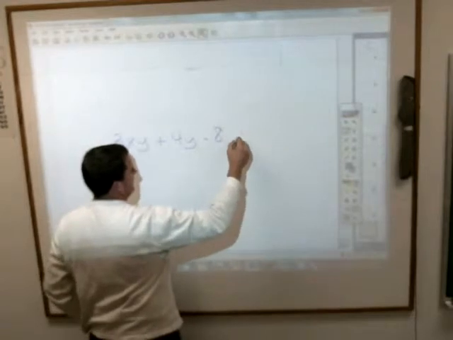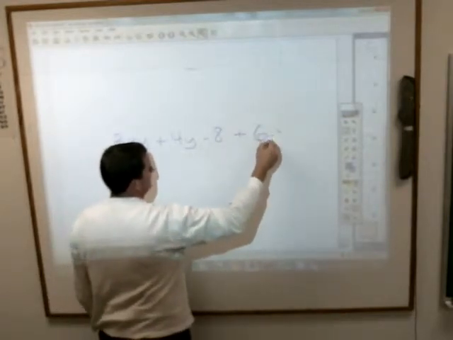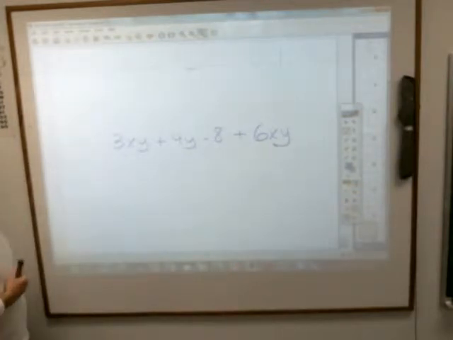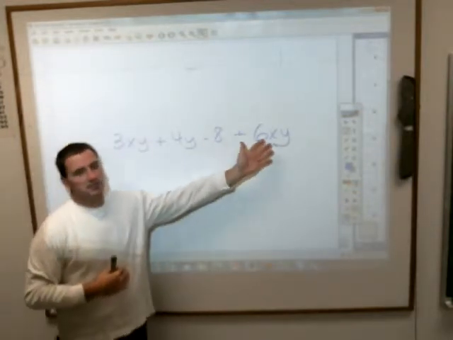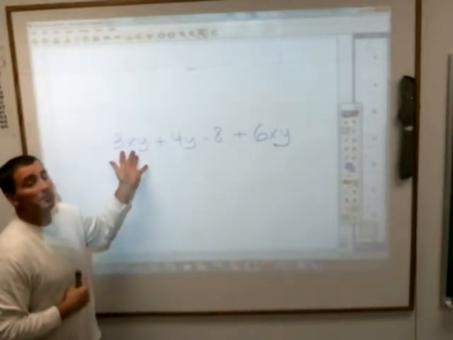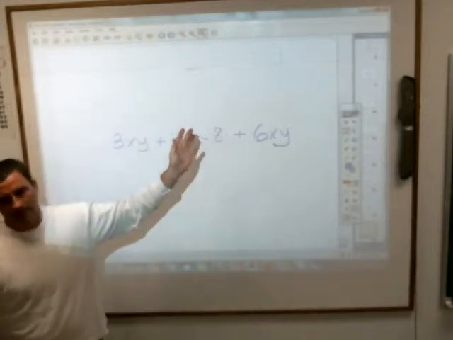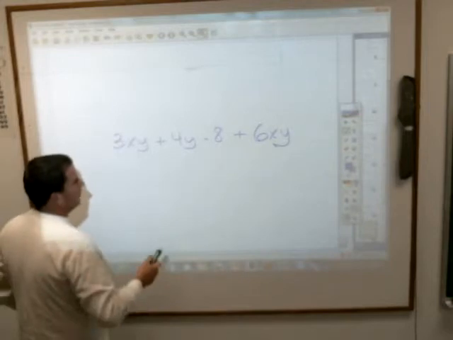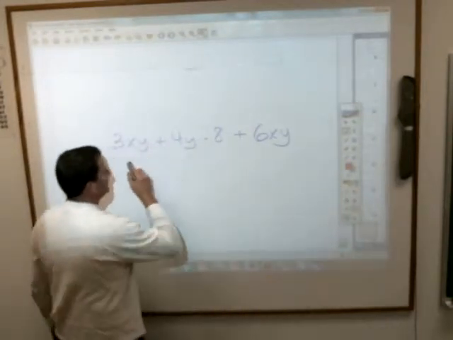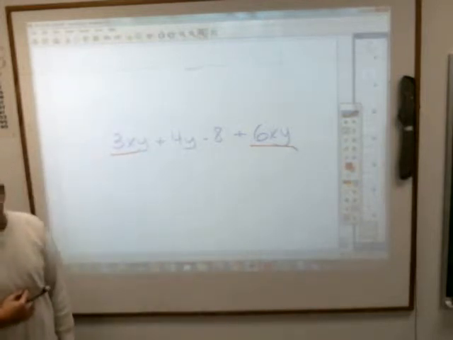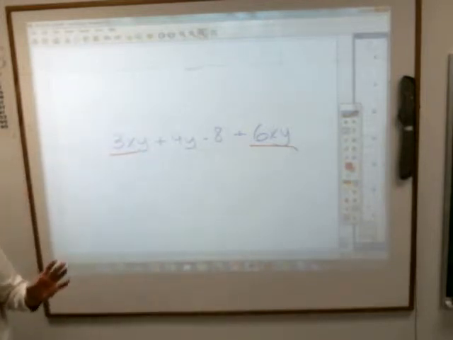However, if by some chance I would write this up here, now Holly says, look, I've got some friends here. They're both xy's. I can combine them. Well, the book calls it collecting. So the next time you see it says collect like terms, this is what they mean. What happens when I collect or combine 3 xy's and put another 6 xy's with them? They don't turn into x squared and y squared, by the way. They don't change. There's just more of them.